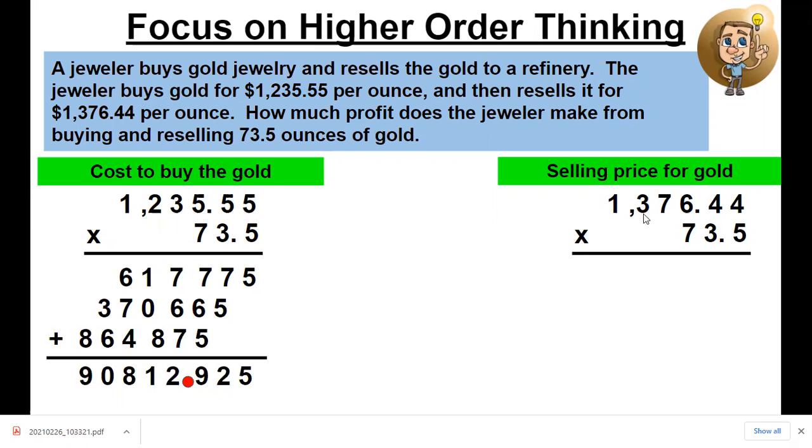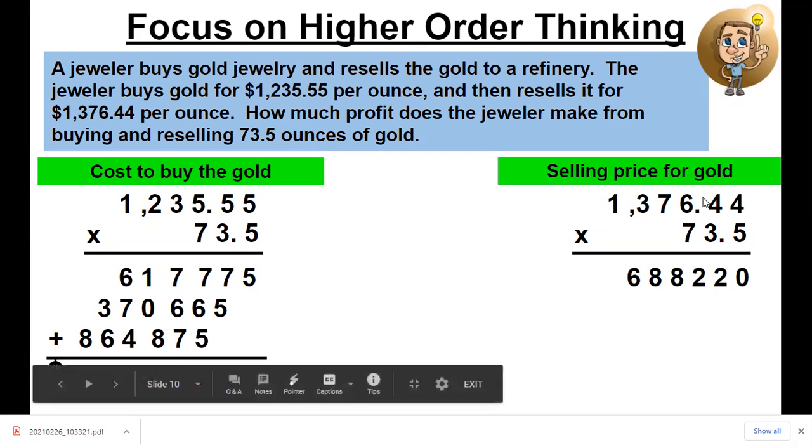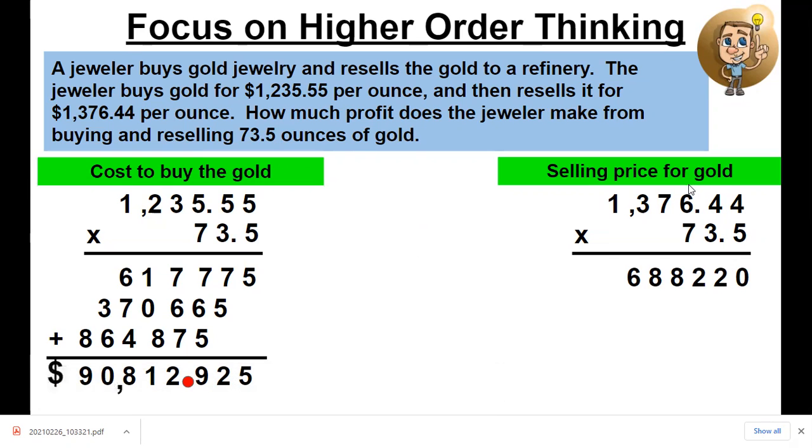And let's do that on the selling price for the gold as well. That should come up if I click. There it is. So there's the first partial product. That's 4 times 5 is 20, carry the 2. 4 times 5 is 20 plus 2 is 22. Put down the 2, carry the 2. 5 times 6 is 30 plus 2 is 32. Put down the 2, carry the 3. 5 times 7 is 35 plus 3, 36, 37, 38. Put down the 8, carry the 3. 3 times 5 is 15 plus 3, 16, 17, 18, carry the 1. 5 plus 1 is 6.